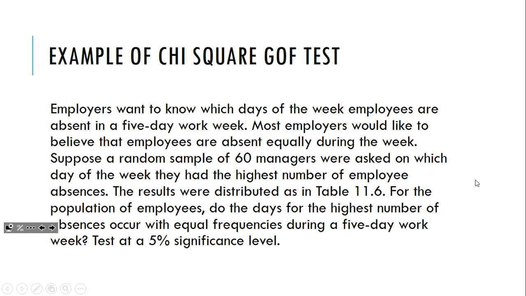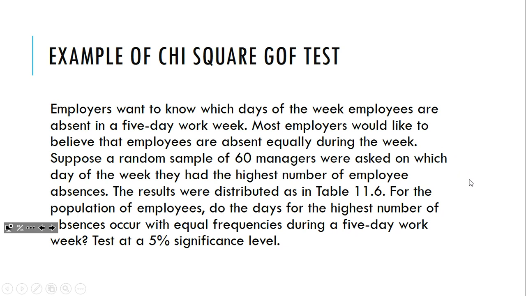So here we go. Let's do an example. We're going to do this one by hand and then use a calculator to check the p-value. So we want to know which days of the week employees are absent in a 5-day work week. Most employers would like to believe that employees are absent equally during the week. But we could all probably think that Friday would be a more popular day, and maybe Monday too, to take a longer weekend. But for whatever reason, this employer believes that the employees are absent equally.